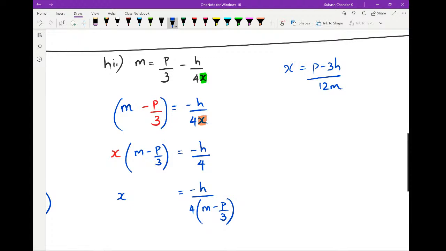Crypto 4h over p over 3 minus m. That won't work out as well. No, that won't work out because your 4 is not in the right place. That 4's got to be in the denominator.